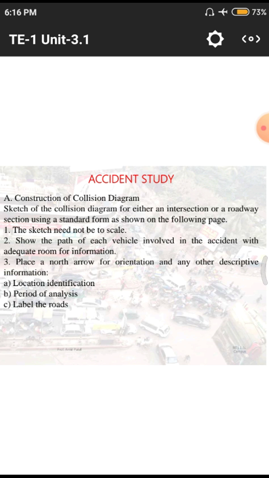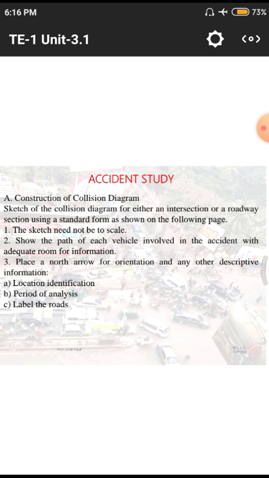And place a north arrow for orientation and other descriptive information. That means placing a north arrow. Whenever we are drawing a particular diagram, we need to show the direction. That means in which direction the area lies, so that we can locate a particular drawing, whether it may be a building plan or any other drawing. We have to use this north direction. That means in which direction the road lies, so the north direction will help us to locate particular points with respect to these areas.